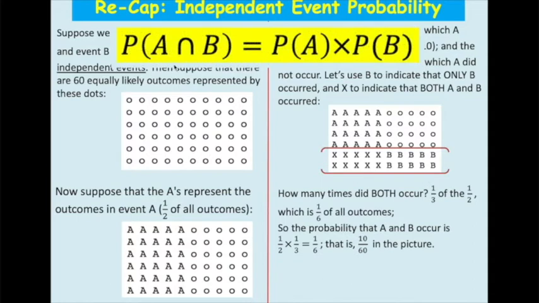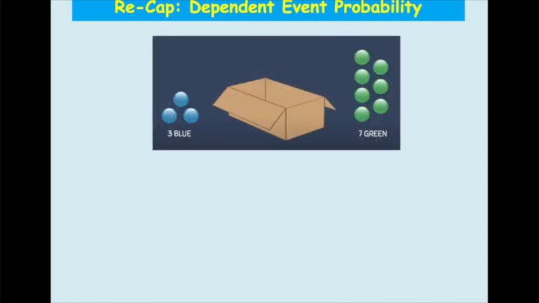That is why for independent events, the probability of event A intersection event B is equal to the product of the probability of event A and the probability of event B. Okay, let's continue to dependent event probability.